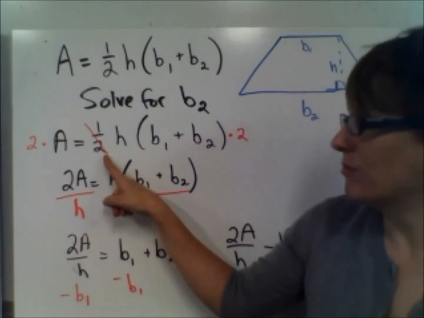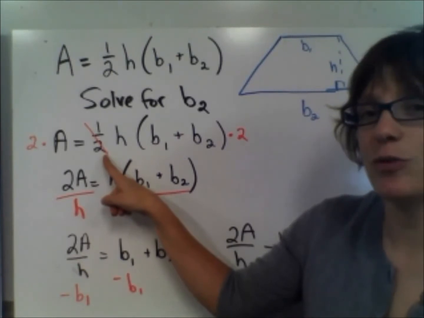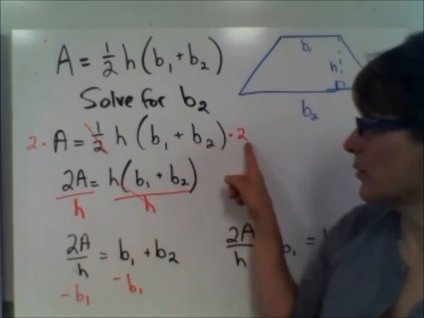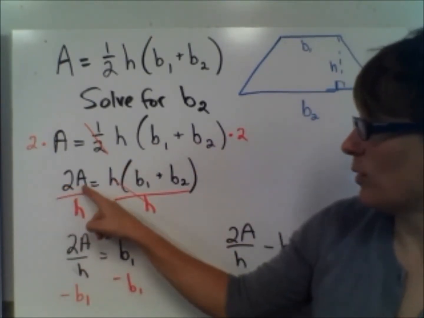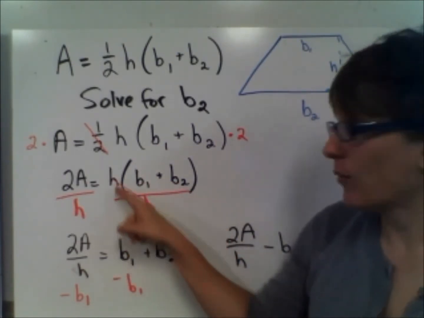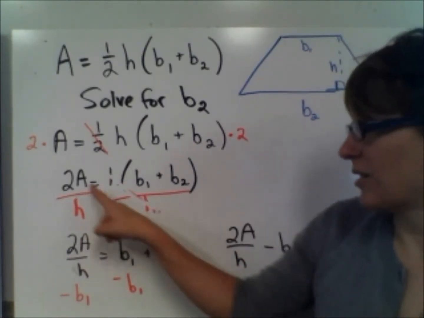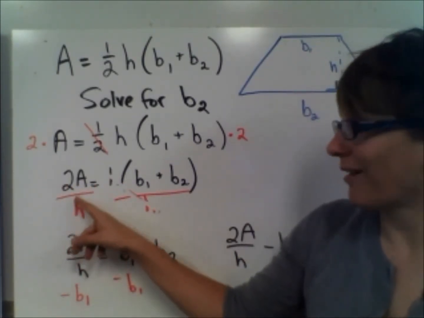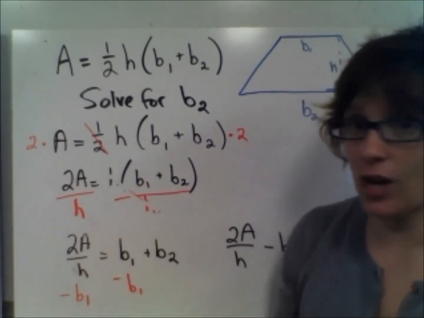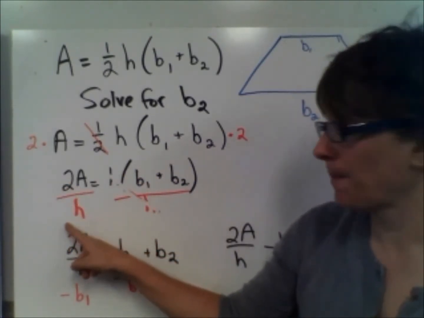What's the opposite of multiplying by 1/2? It's multiplying by its reciprocal, its multiplicative inverse, 2. So I multiplied both sides by 2. That gave me 2a equals h times b1 plus b2. Well, how do I get rid of times h? I'm going to divide by h. My h's cancel out. And notice what happens over here. I can't divide a by h. I can't simplify that. They're not like terms. So it stays like it is, 2a divided by h.